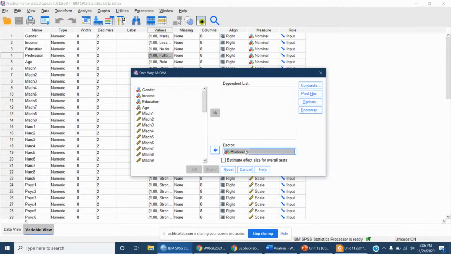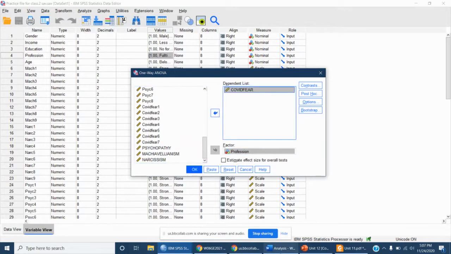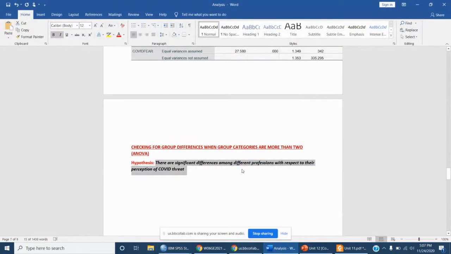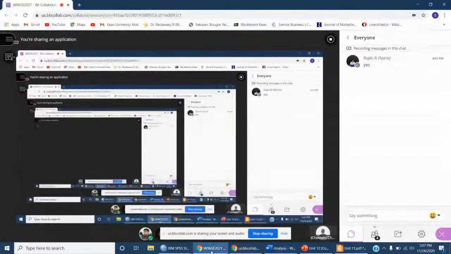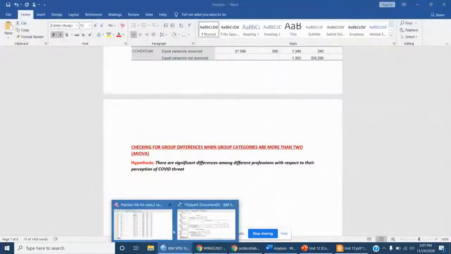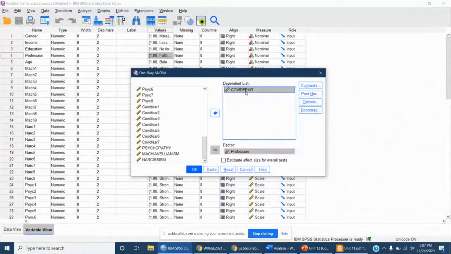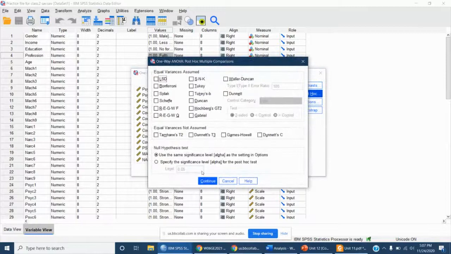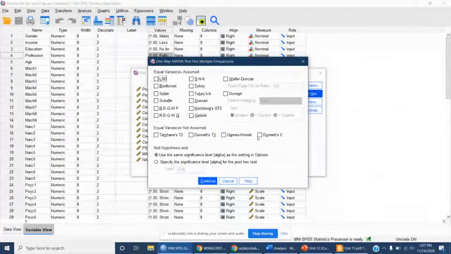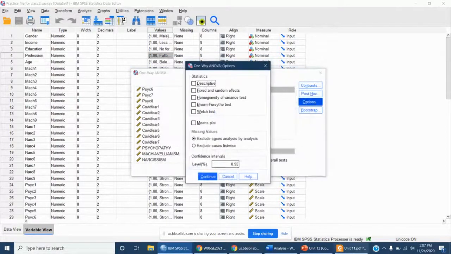Okay, so profession is in the factor box. Why? Because it is the IV, which has more than two response categories, and COVID fear is our dependent variable. So our hypothesis is there are significant differences among different professions with respect to their perception of COVID threat. Okay, so now, do I need these buttons? Let me check. Contrast. No, nothing is needed here. Post hoc. Yes, I can choose these tests, but just for simplification, I will not choose these test options.